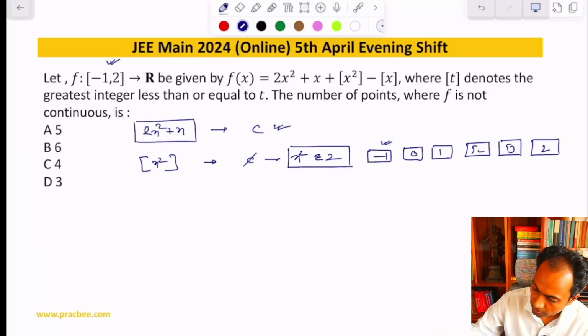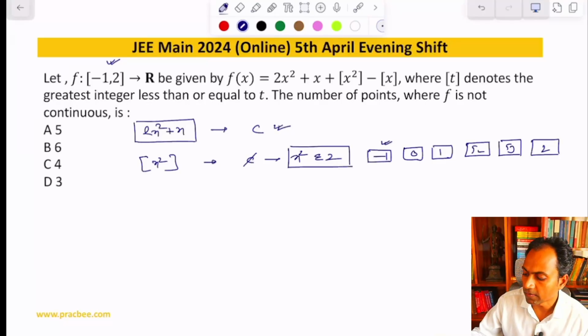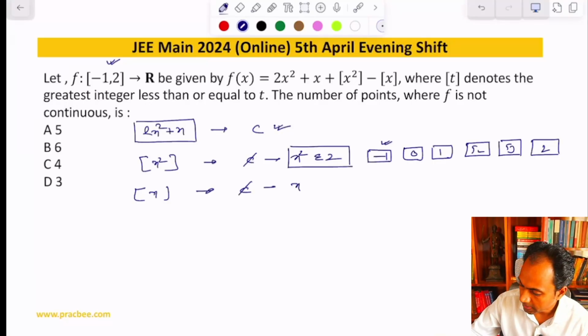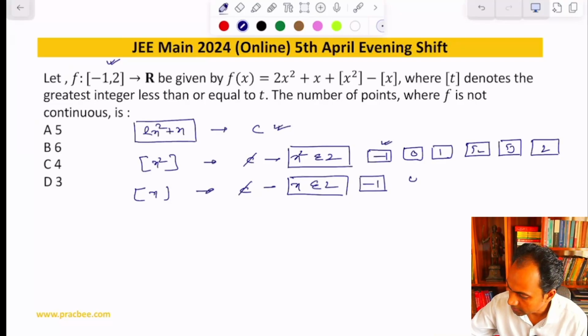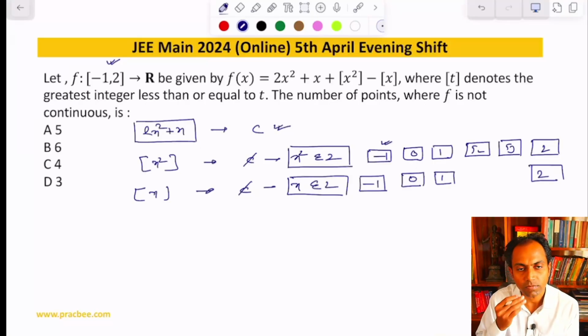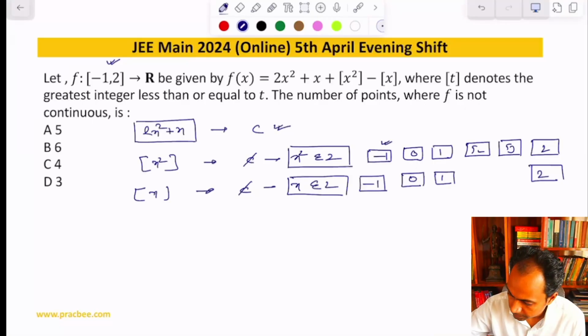Again, if you look into the greatest integer function of x, a similar kind of story will also be there. So this will become discontinuous wherever x becomes an integer, and that is going to happen at -1. That is going to happen at 0. That is going to happen at 1 and ultimately at 2. You can see what is happening: where are these points of discontinuity going to happen?